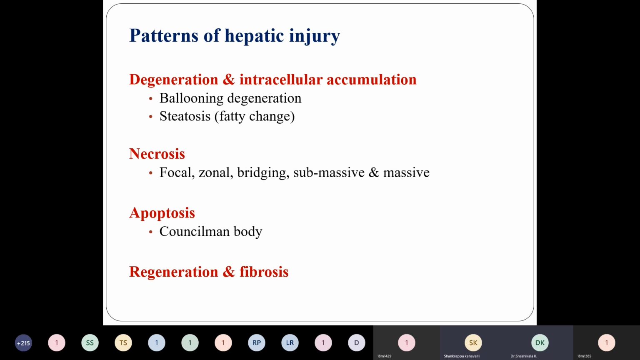Now, coming to the patterns of hepatic injury. Before going to the individual pathology, we have to know the patterns of hepatic injury. You have degeneration and intracellular accumulation, which includes ballooning degeneration, steatosis or fatty change. I think you have all learned this in the first chapter, that is cell injury. Then necrosis, where you have focal necrosis, zonal, bridging, submassive or massive, depending upon the zones of the central vein and portal triads. Apoptosis is another form of irreversible injury, where in the liver you have the Councilman body. Then you have regeneration and fibrosis.